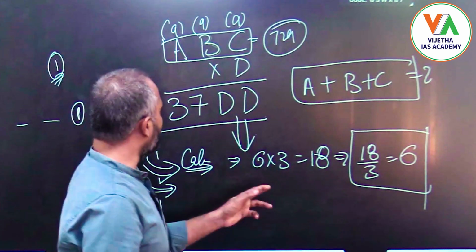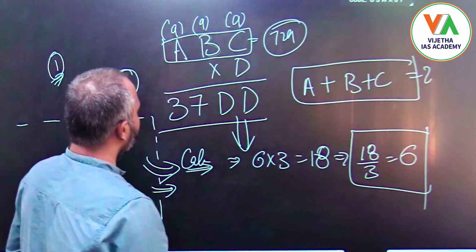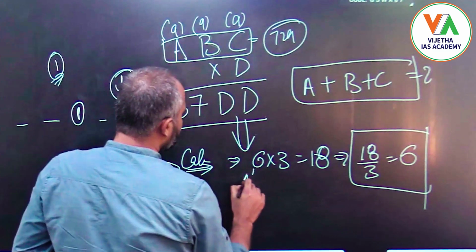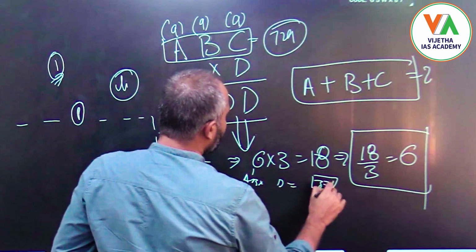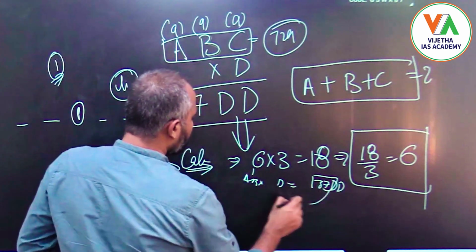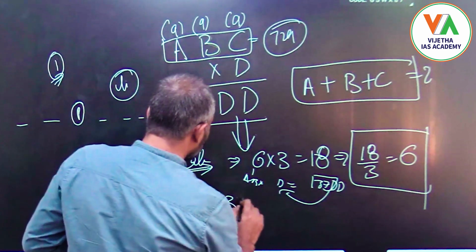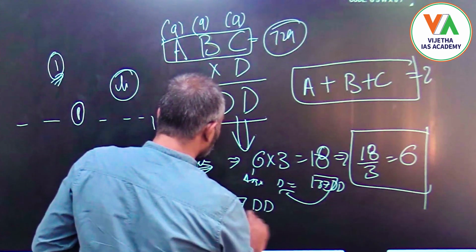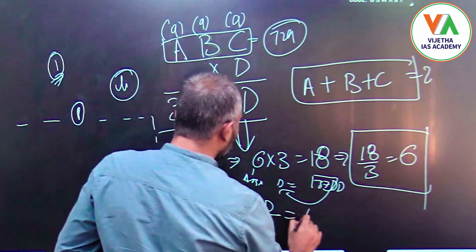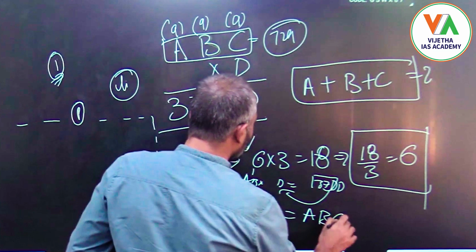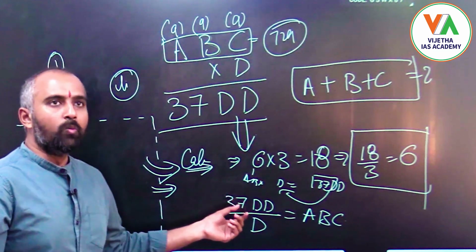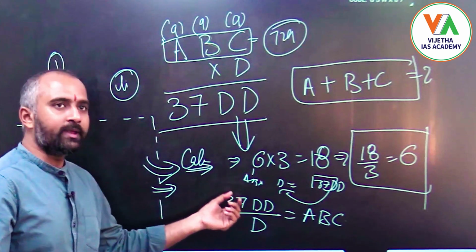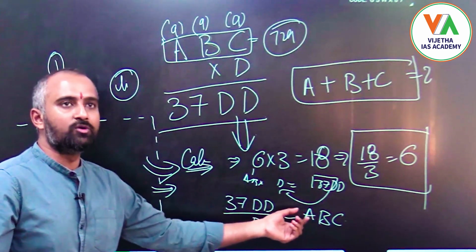Now can I use the same here? If I multiply ABC into D, it results in 37DD. Can I write it the other way? 37DD divided by D is ABC, right? Now, what do I need to solve this problem or to know the value of ABC?